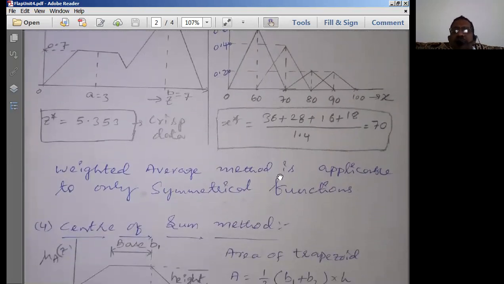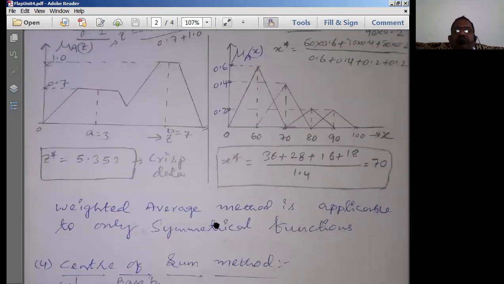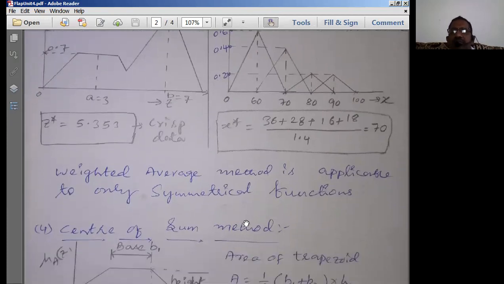Now, same as the previous method, the weighted average method is also applicable only to symmetrical functions. See, this is a symmetrical function and this is also a symmetrical function. That means you should not have a union of a triangular function with a trapezoidal function, or a combination of different functions. You should have a union of similar kinds of functions. Therefore, that function is going to be called a symmetrical function. Okay.